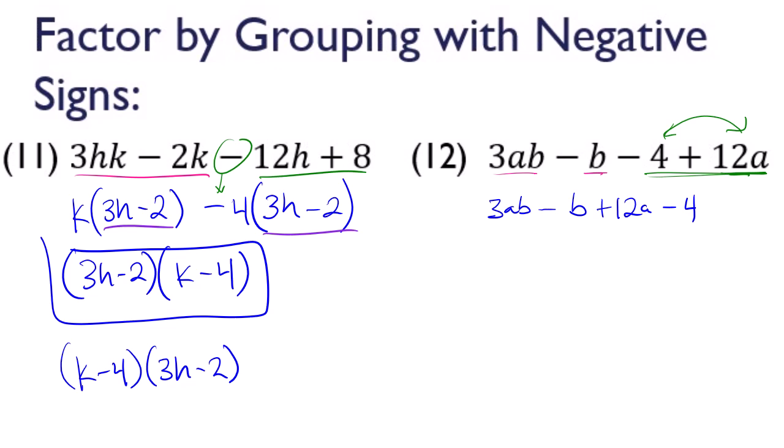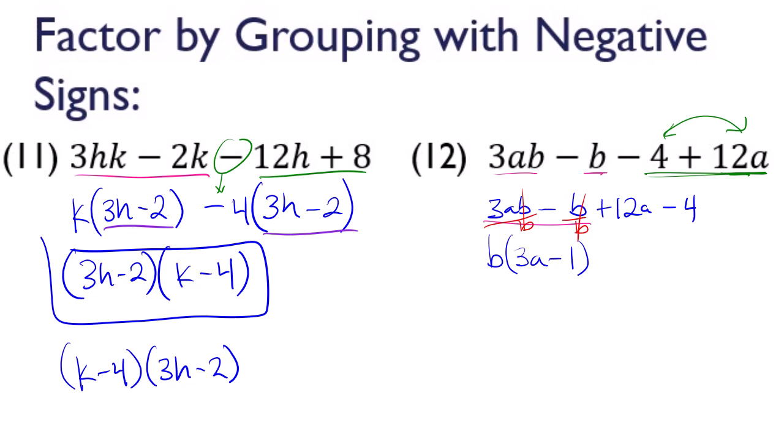Sometimes you might have a negative in the middle, but when you rearrange it, it might turn out to be positive. So I'm going to start with these first two terms. I see they have a b in common, so I'm going to factor out a b, and then I have 3a minus 1 left over, right? If I divide each of these by b, then this cancels out and we get 3a. Negative b divided by b right here, those cancel out and become 1, right?